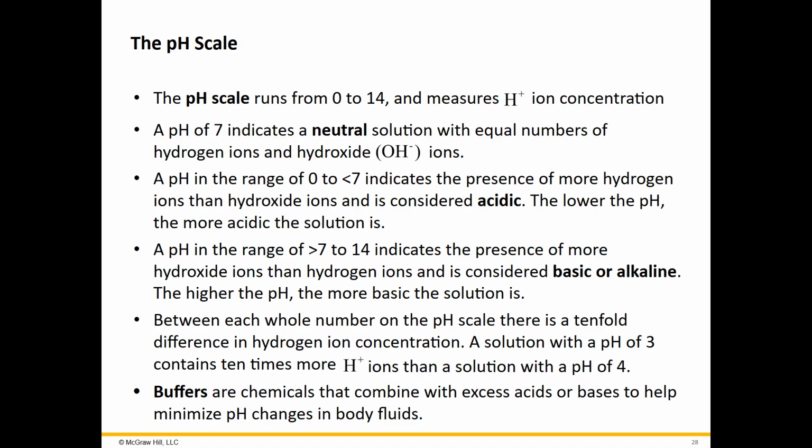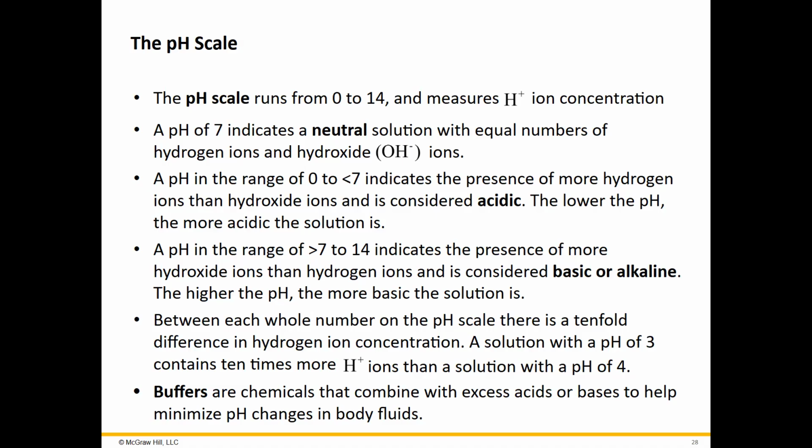A buffer is a chemical that will combine with excess acids or bases to help minimize the pH change in the body fluids. So a buffer makes it so something really acidic becomes less acidic. Something really basic becomes less basic or less alkaline. Why would we want that in our bodily fluids? Well, it goes back to our first lecture, homeostasis. Buffers are chemicals in our body that stop the body from becoming too acidic or too alkaline.